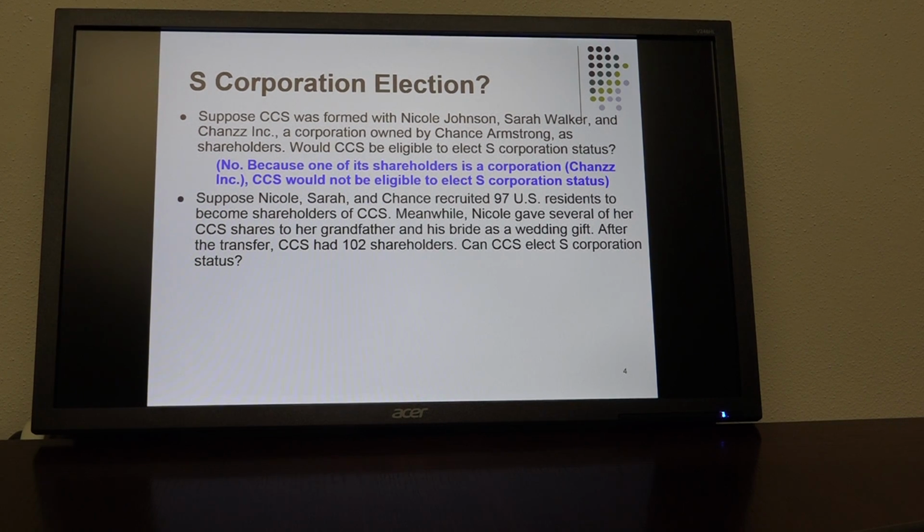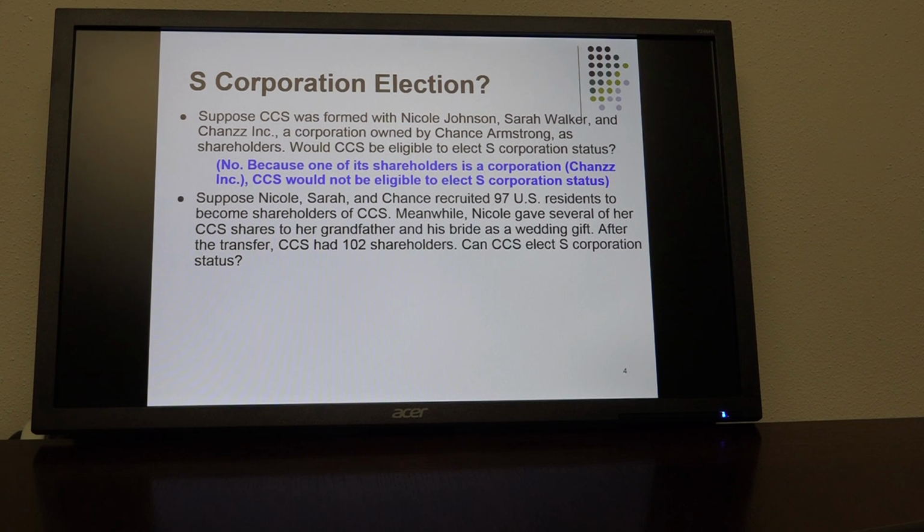Suppose Nicole, Sarah, and Chance recruited 97 U.S. residents to become shareholders of CCS. Meanwhile, Nicole gave several of her CCS shares to her grandfather and his bride as a wedding gift. After the transfer, CCS had 102 shareholders. Can CCS elect S Corp status?